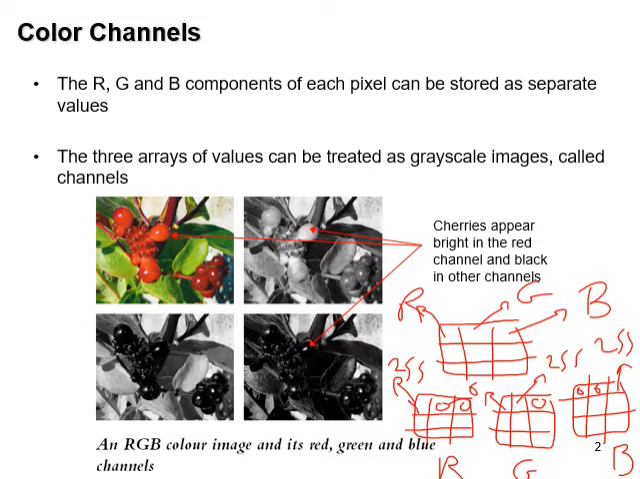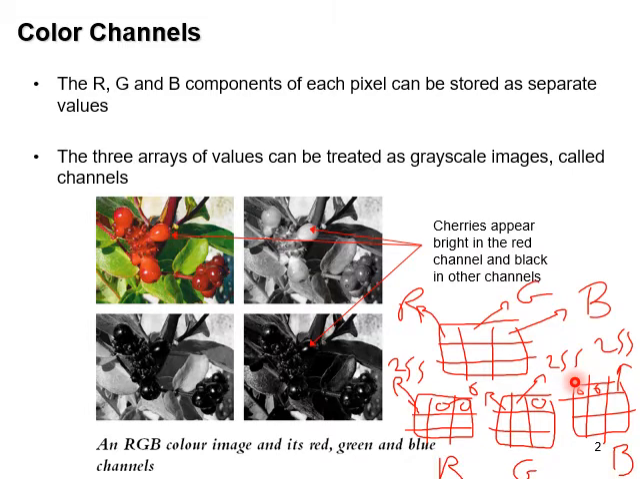Now by doing this, you are representing the original image in 3 images. One represents the red component of each pixel, one represents the green component of each pixel, and the third represents the blue component of each pixel.